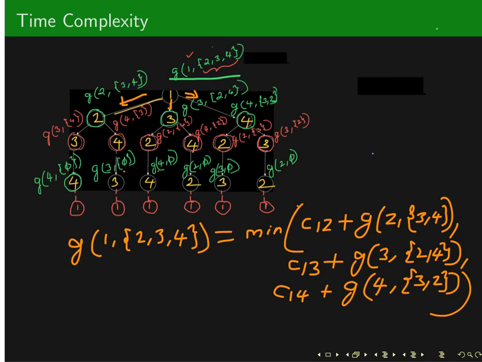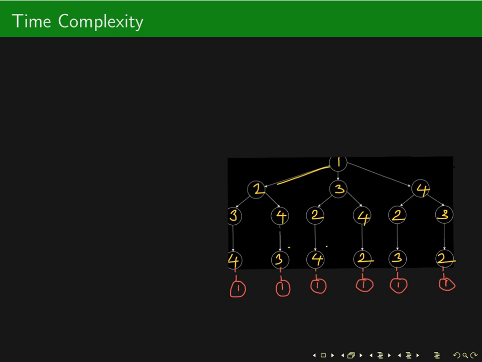But for calculating this, you should know what is g of 2 comma 3 4, g of 3 comma 2 4, g of 4 comma 3 2, and that's why this definition becomes recursive. In the next slide, we will be representing all the min costs and then try to analyze the time complexity. Now that we have a reasonably good understanding of how to solve a TSP by using the dynamic programming approach, we can try to analyze its time and space complexity. But before doing so, we should be able to write a recursive definition for a TSP problem.